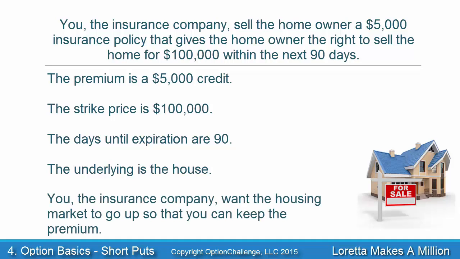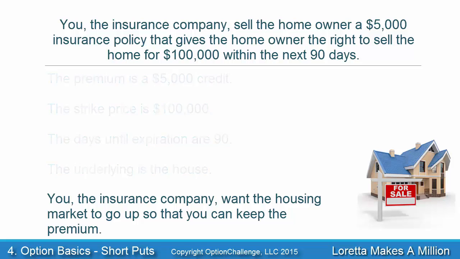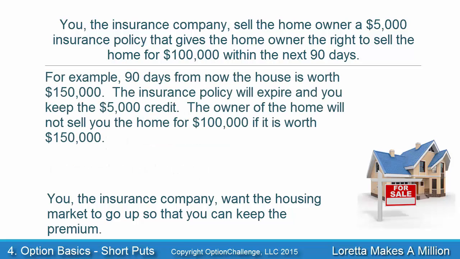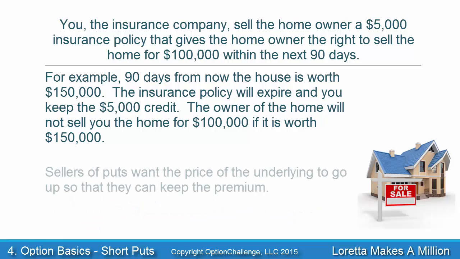You, the insurance company, want the housing market to go up so that you can keep the premium. For example, 90 days from now, the house is worth $150,000. The insurance policy will expire, and you will keep the $5,000 credit. The owner of the home will not sell you the home for $100,000 if it is worth $150,000. Sellers of puts want the price of the underlying to go up so that they can keep the premium.